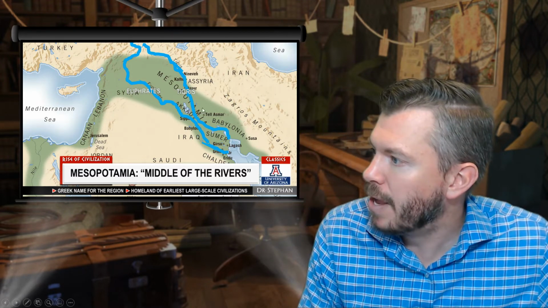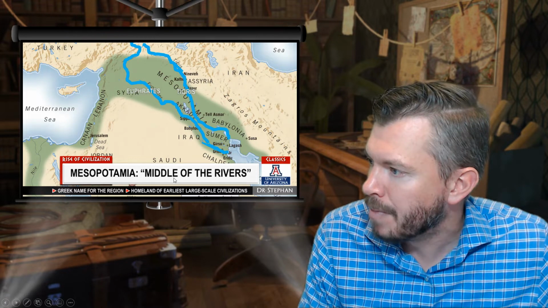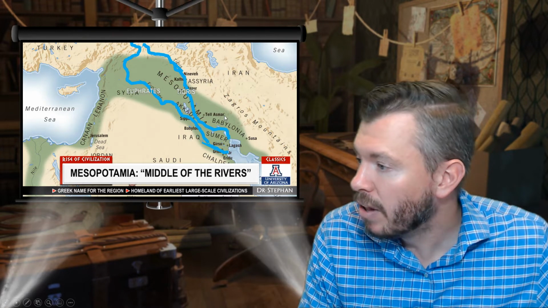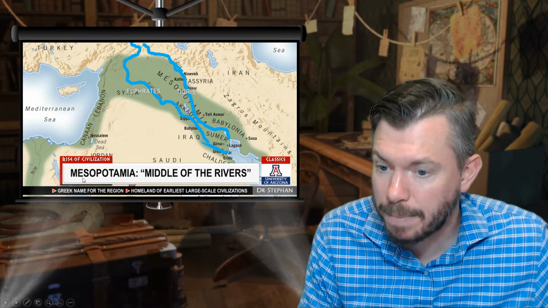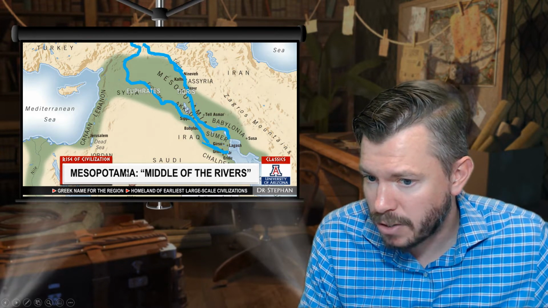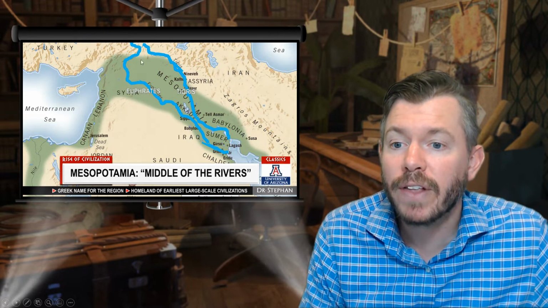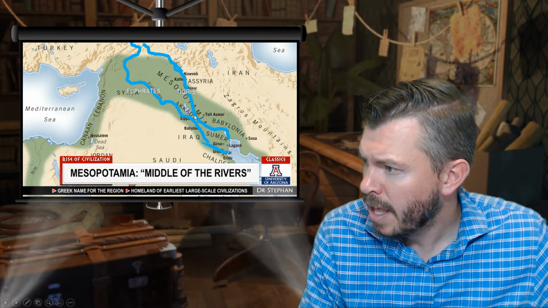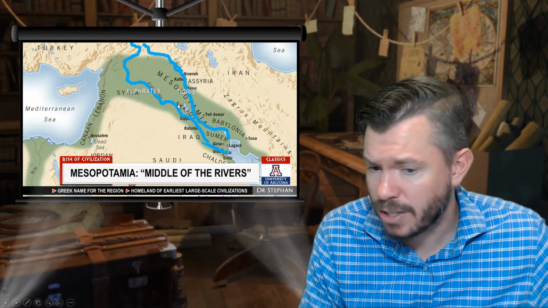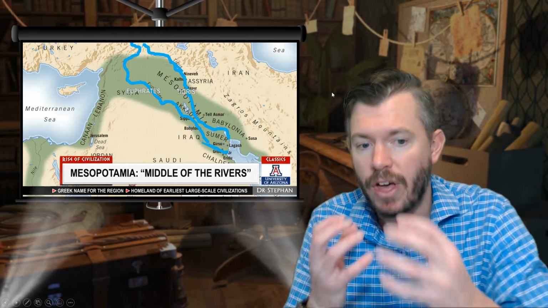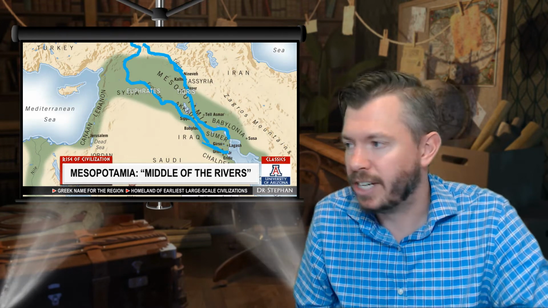And we've got a map here, and when we say the word Mesopotamia, what we're talking about actually is the middle of the rivers. Mesopotamia is a Greek word, meso meaning middle, Potamos or Potamia meaning rivers, very literally the middle of the two rivers, the Tigris and the Euphrates. And because the rivers provide really good resources for farming, this becomes one of the hubs of early civilization.